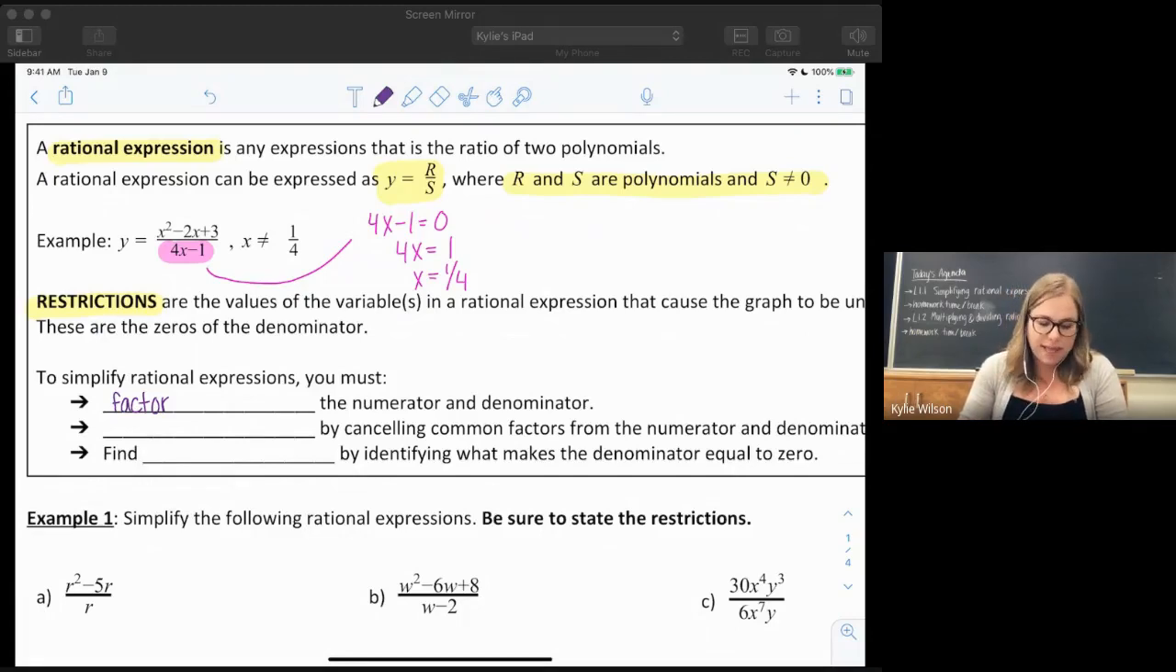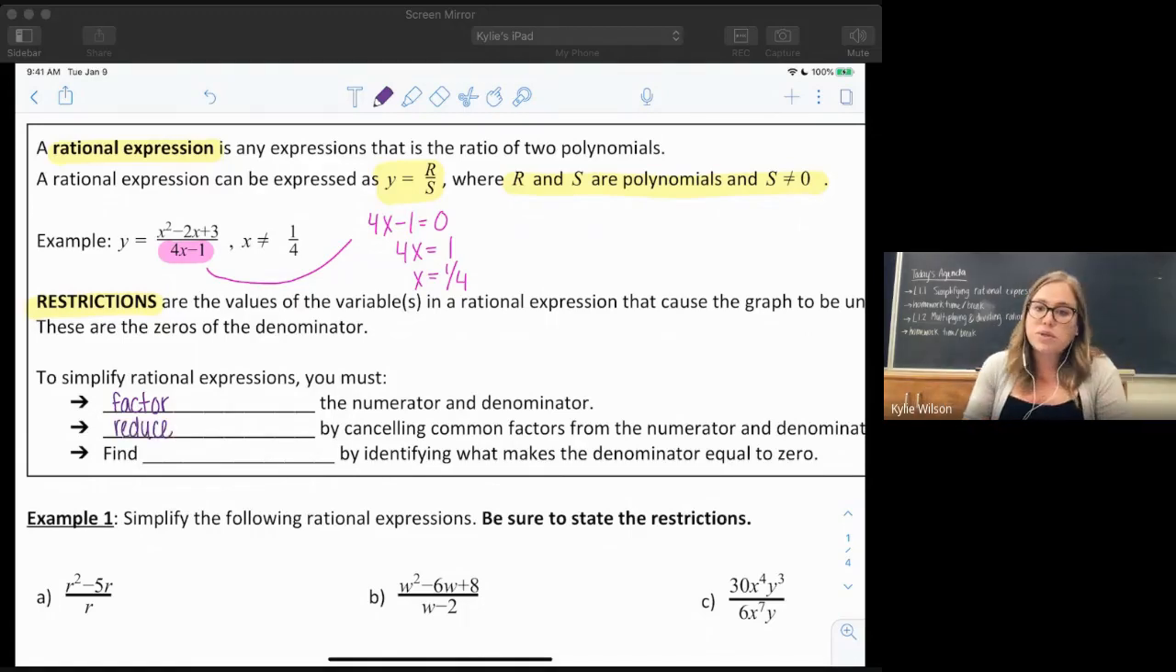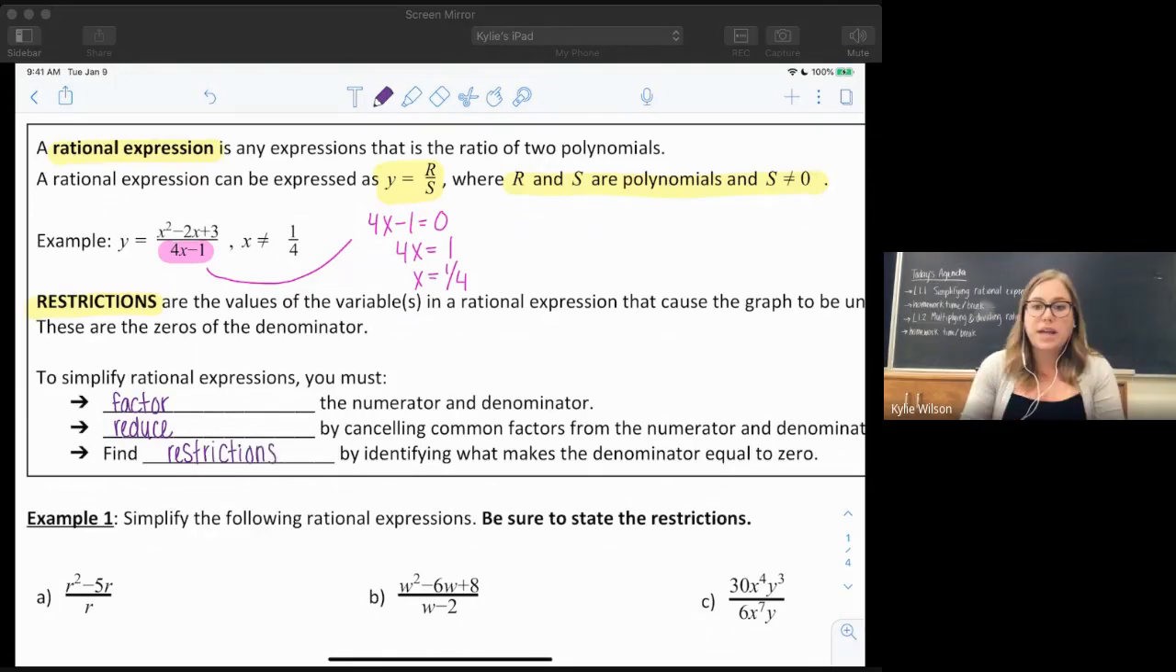Once we have factored, we are going to reduce. And we're going to reduce by canceling common factors. I'll show you what I mean by that in the first few examples. And finally, we're going to find our restrictions. We do that by looking at our denominators and finding all of the values that would make the denominator 0. And of course, we'll go through how to do all of that and make it nice and clear.